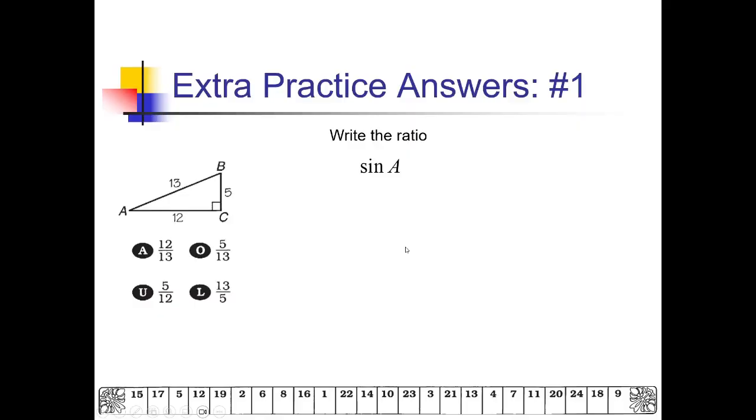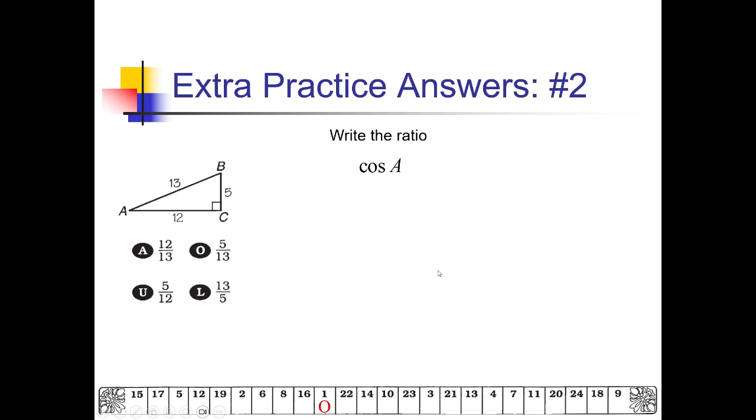For our first problem, we're trying to write the ratio for the sine of angle A. So here's angle A. Sine is going to be opposite over hypotenuse. So we're going to be doing the opposite side 5 over the hypotenuse of 13. And that's going to be choice O, which goes in spot number 1 here.